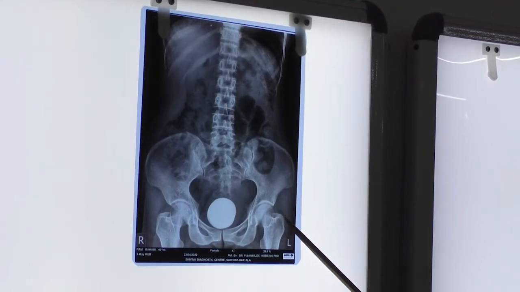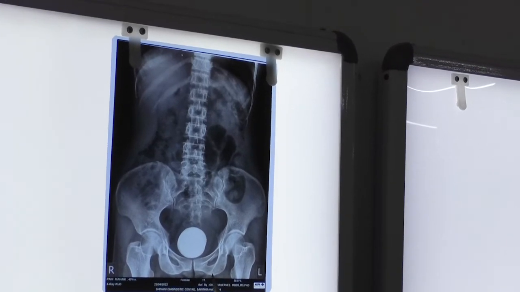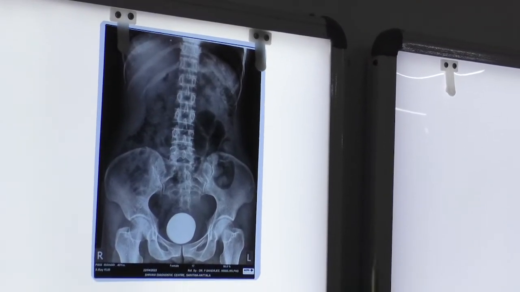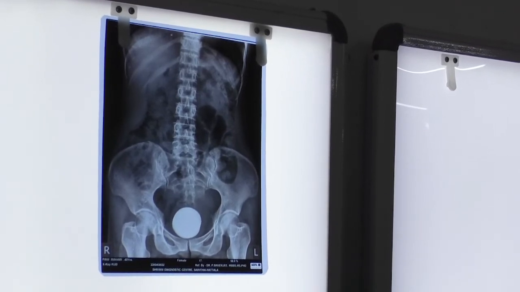This is the greater trochanter. This is the lesser trochanter. This is the obturator foramen. We can also see the soft tissue shadow here, by which we can identify the sex.